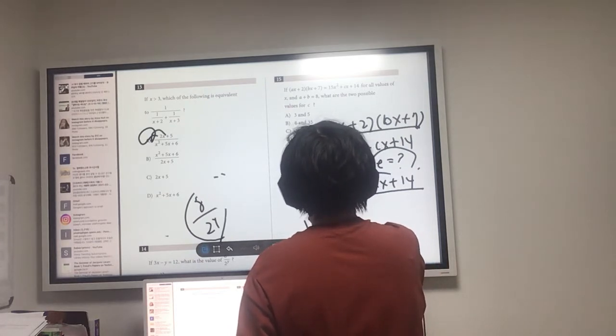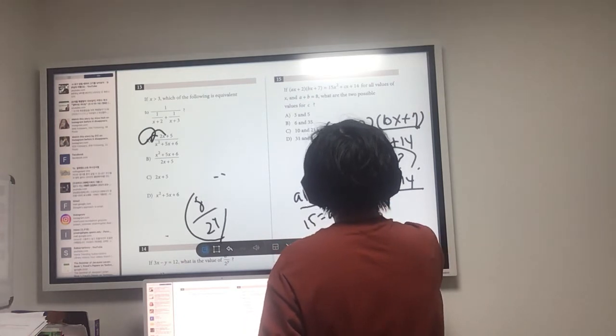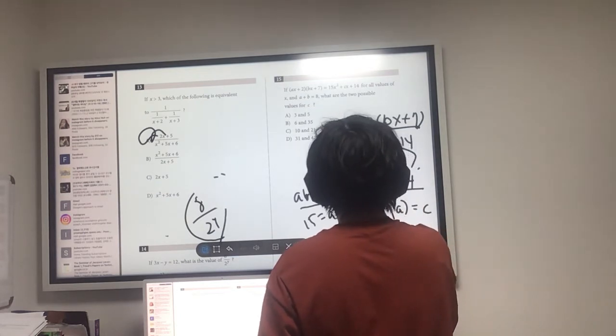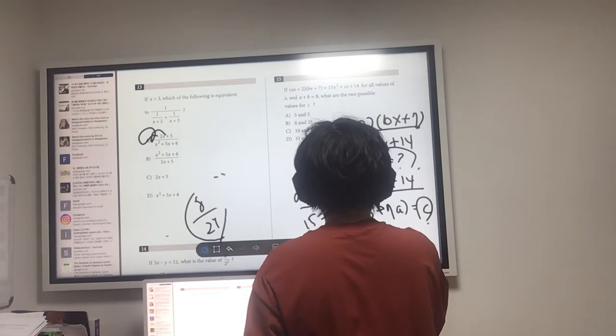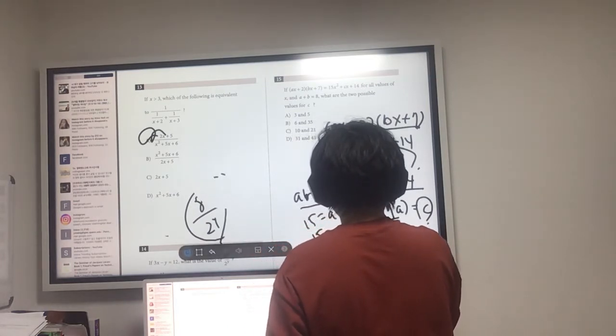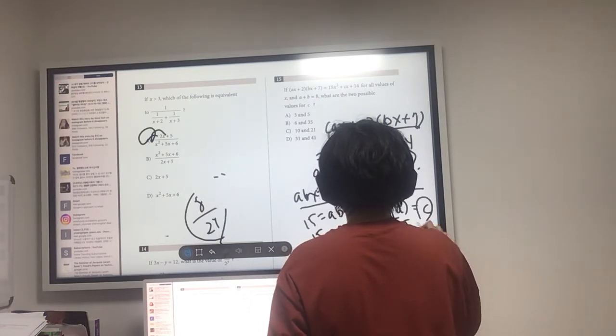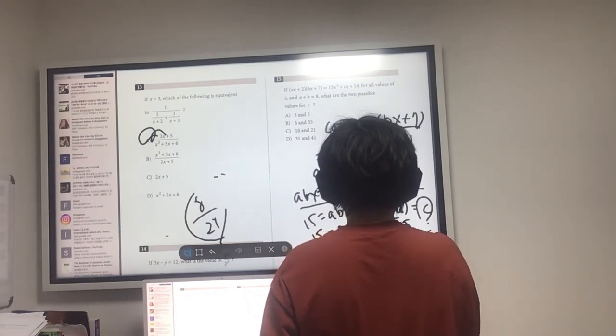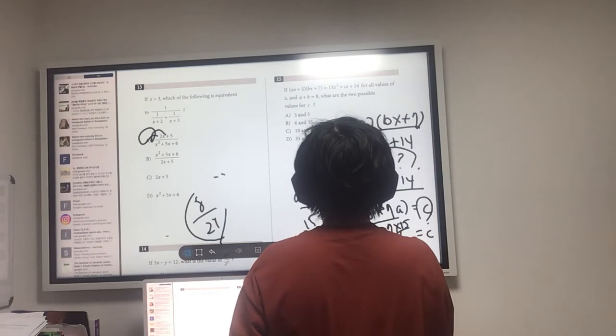So 15 equals AB, and then 2B plus 7A equals C, right? And C would be 15B, 2B plus 7 times 15 over B equals C. Well, that's a little complicated right here. What are two possible values for C?